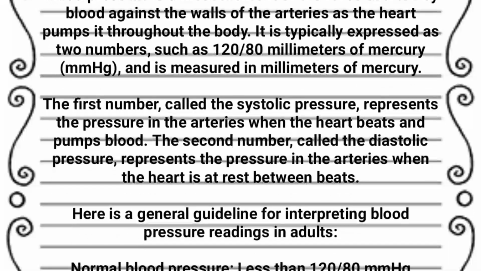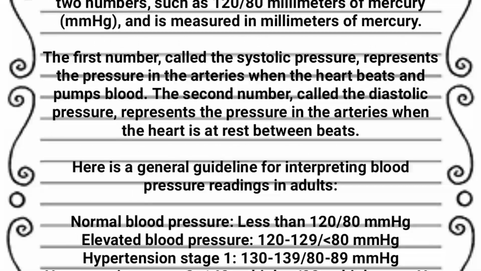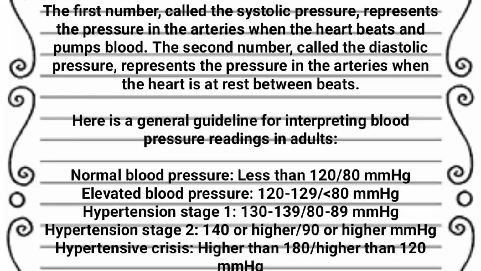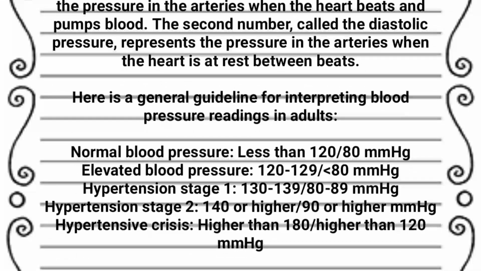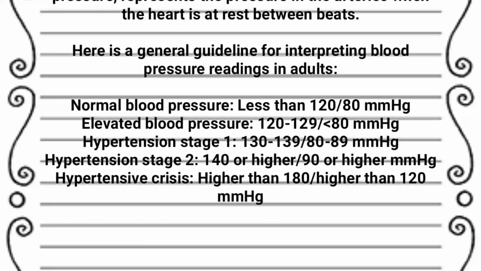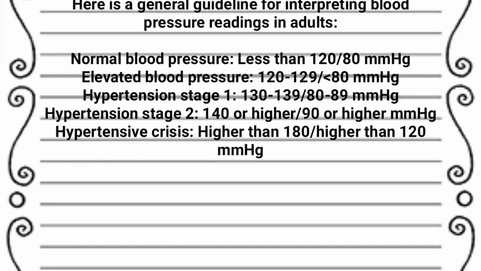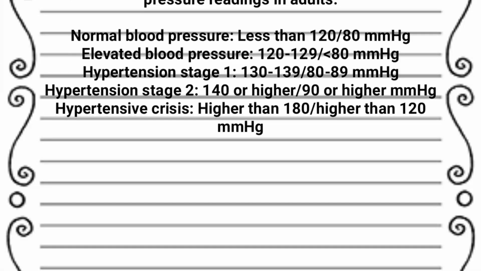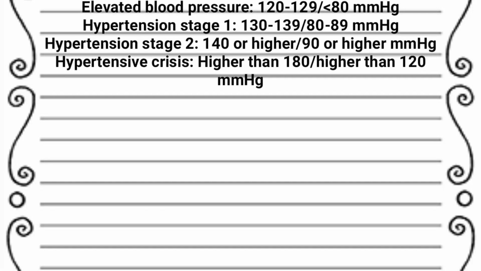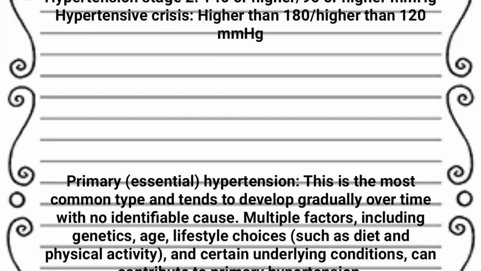Here is a general guideline for interpreting blood pressure readings in adults. Normal blood pressure: less than 120 over 80 mmHg. Elevated blood pressure: 120 to 129 over less than 80 mmHg. Hypertension stage 1: 130 to 139 over 80 to 89 mmHg. Hypertension stage 2: 140 or higher over 90 or higher mmHg. Hypertensive crisis: higher than 180 over higher than 120 mmHg.